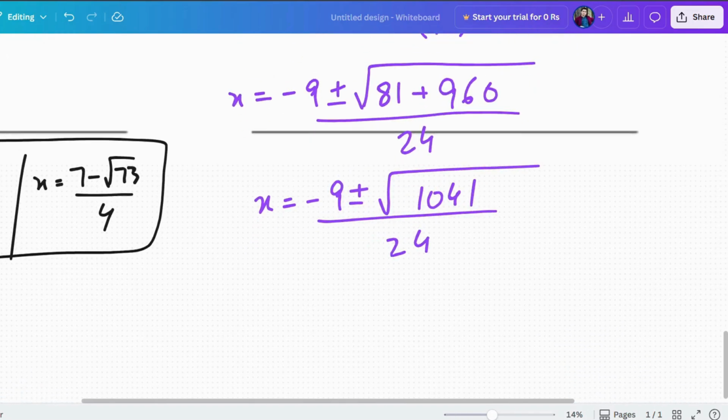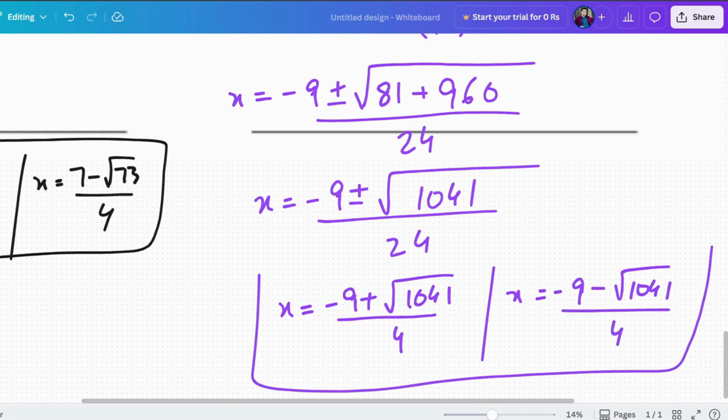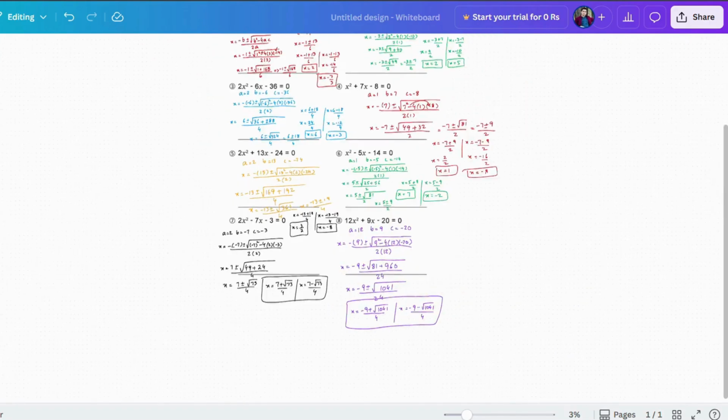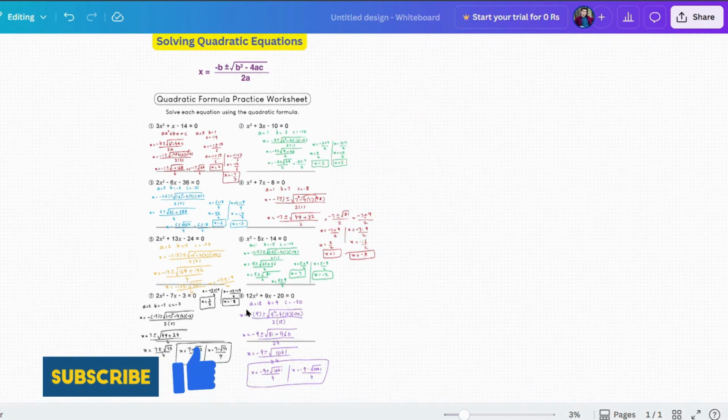Now let's just solve it further. So x is equivalent to minus 9 plus radical 1041 over 24, and x equals minus 9 minus radical 1041 divided by 24. These two are the solutions of the quadratic equation that we were solving. So this is all from today's class. I just solved 8 questions in front of you, okay, using the quadratic formula. I hope you understood the concept.